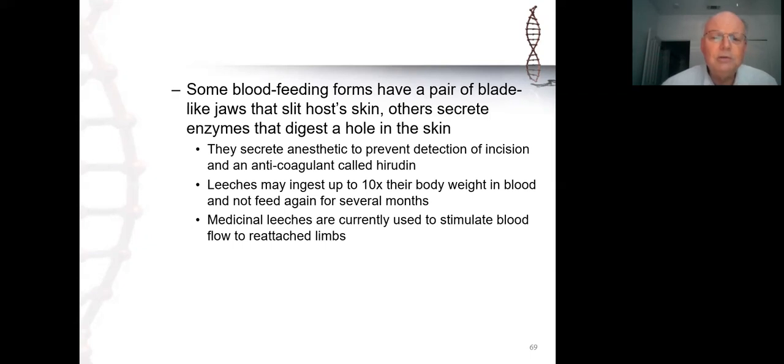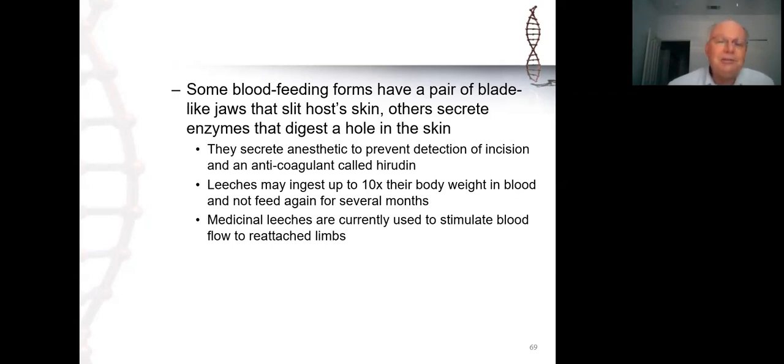And they used to belong to a clade called Hirudinea because they secrete a protein anticoagulant called hirudin that allows the blood to keep flowing so that they can ingest the blood they are consuming for their meal. And the average leech that consumes blood will take up about a 10-fold volume of blood and may not need to feed again for several months.